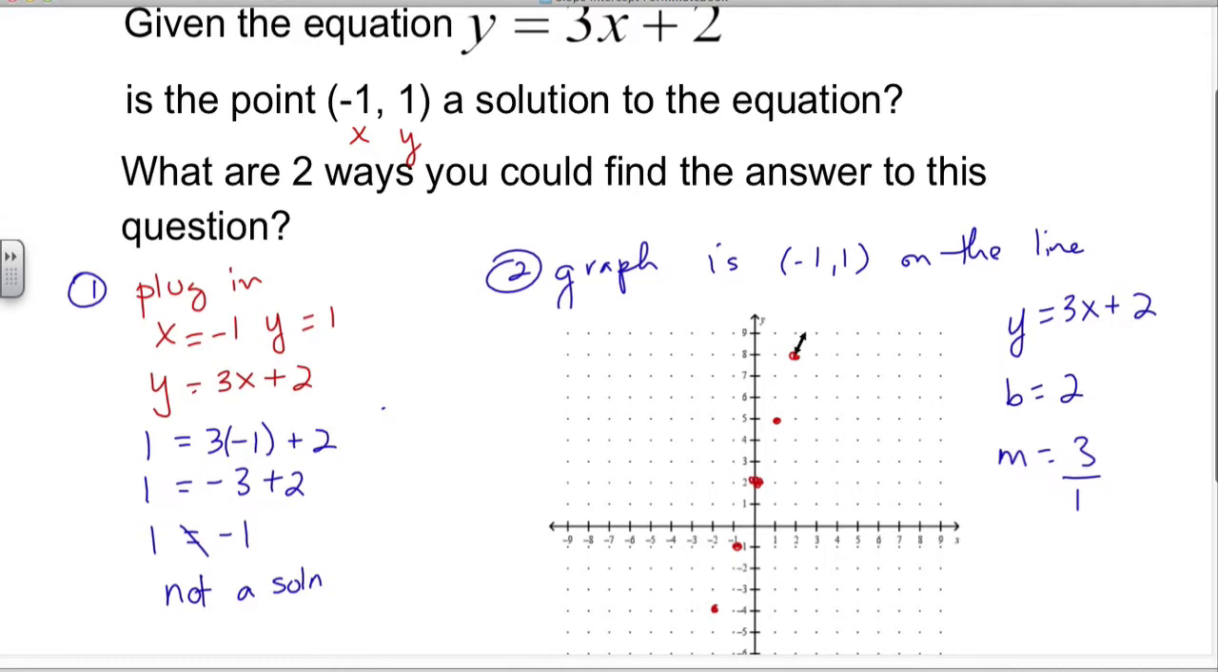So now we'll connect the dots. So there's the graph of the equation. Remember, this line is y equals 3x plus 2. And what we're looking for is the point -1, 1. Well, -1, 1 is back 1 in the x direction, up 1 in the y direction, so that point is right here. So -1, 1 is not on the line, so again we know it's not a solution to the equation.